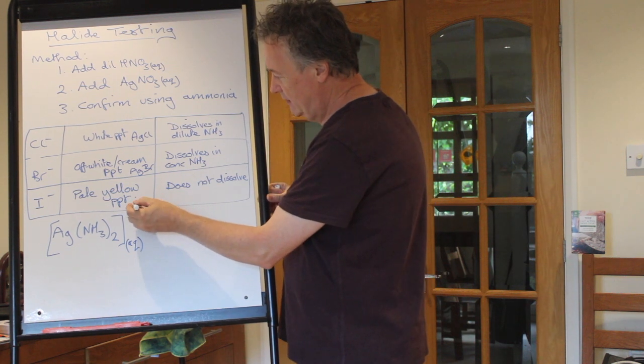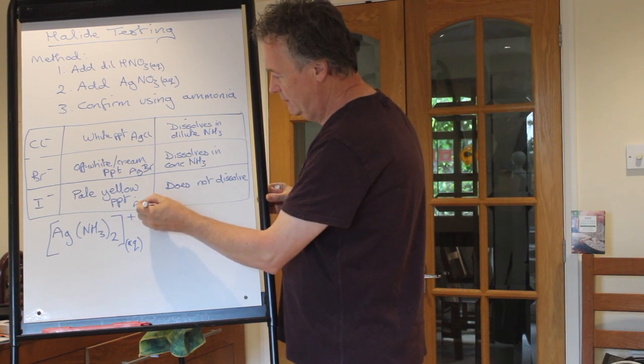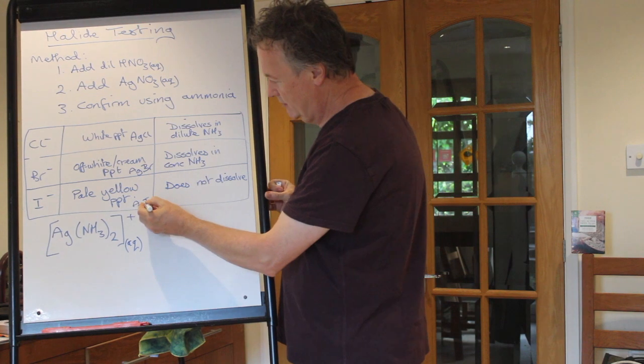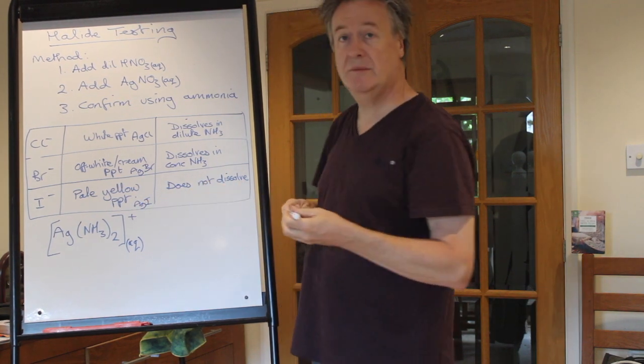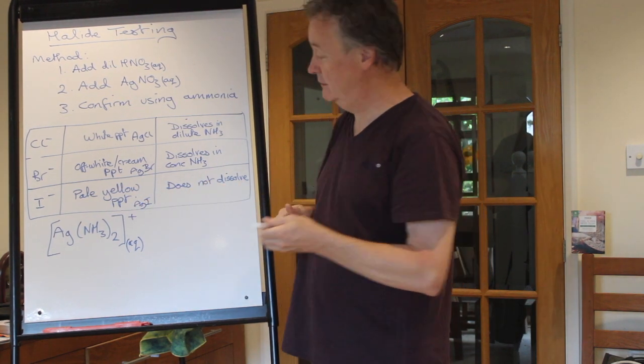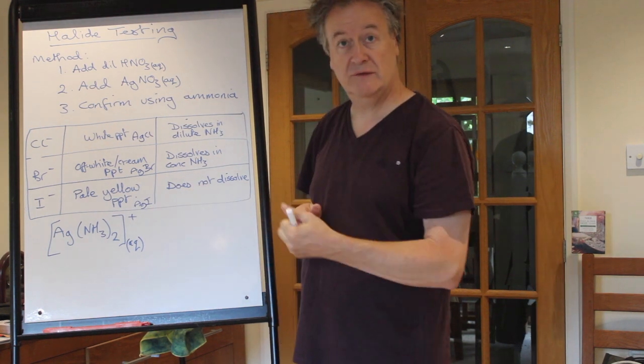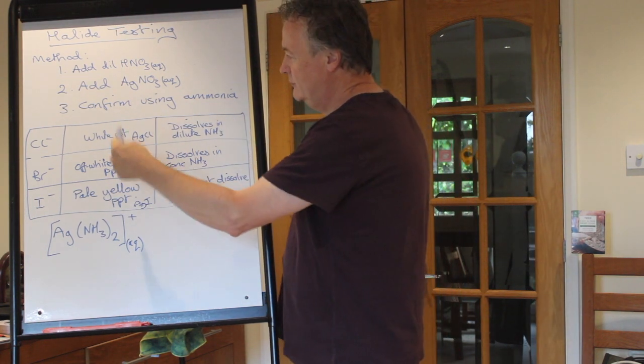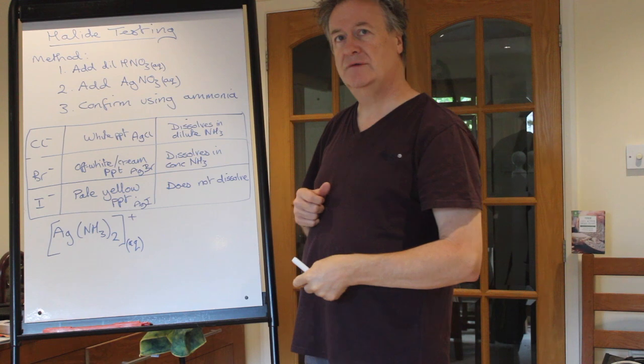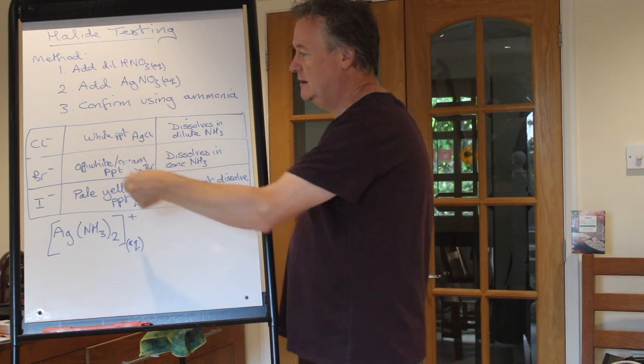When you do this here and you get silver iodide, wonderful substance though it is, doesn't matter what type of ammonia you put in, it resolutely stays at its pale yellow colour as a precipitate. So you've got two ways of determining which halide you've got.